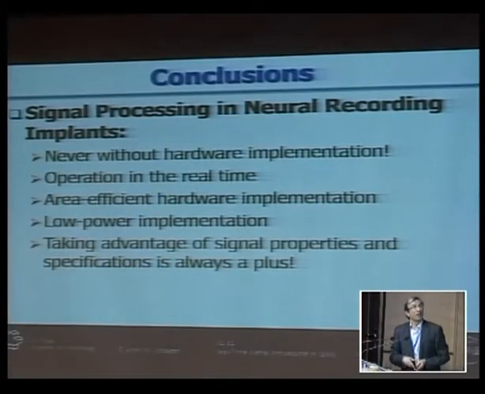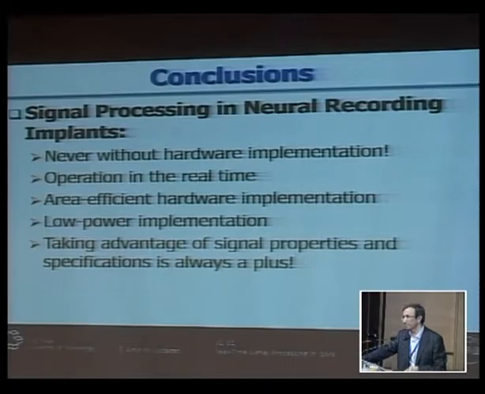So I'm going to just conclude with this very last slide. Signal processing in neural recording implants cannot be thought of without hardware implementation. Operation in real time, and area-efficient and power-efficient implementation at the circuit level are necessities to realize signal processing techniques, and we can take advantage of the situation, not only in neural signals, but in any other application that might be of your interest. Thank you very much for your attention.